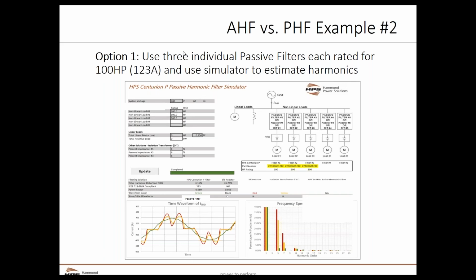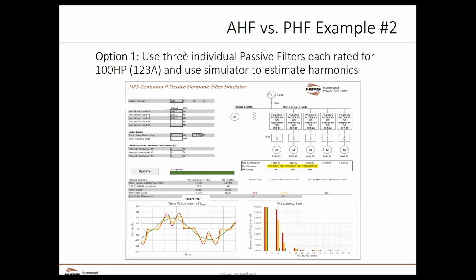So here is an example. We have an Excel-based passive harmonic filter simulation tool to give an idea of what passive filter to select and what you can expect for harmonic current distortion. So in this case, we've got 300 horsepower of VFDs. We enter those as the nonlinear loads 1, 2, and 3. So it tells us which filters to select.